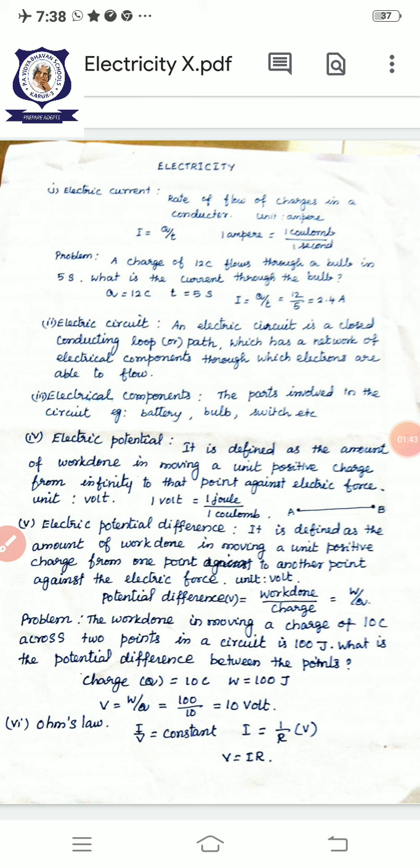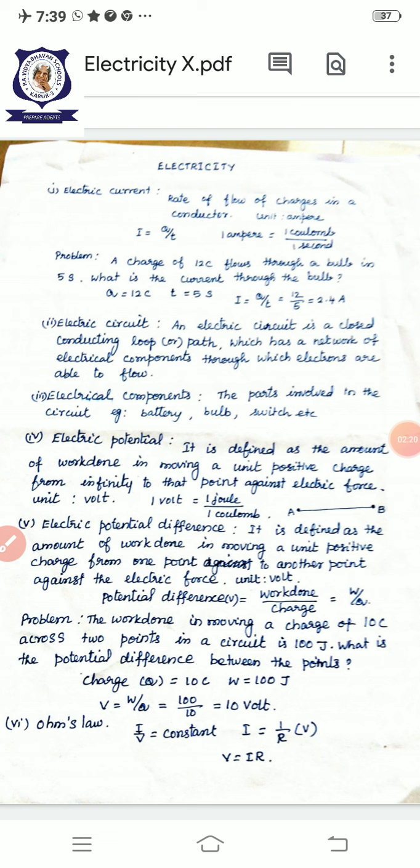So, let us see the first one, electric current. Already I told you it is nothing but the flow of charges. This flow of charges happens when electrons move through a material. Material means mostly any material, but metals are good conductors, so they easily allow the electrons to pass through. So the rate of flow of charges in a conductor is nothing but electric current. How can we define electric current?